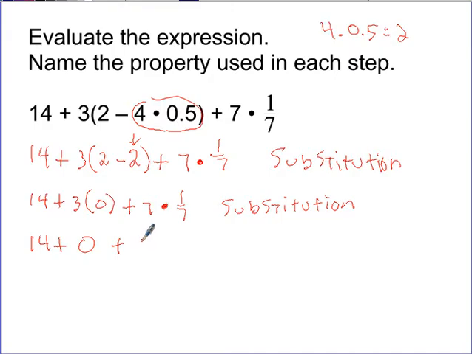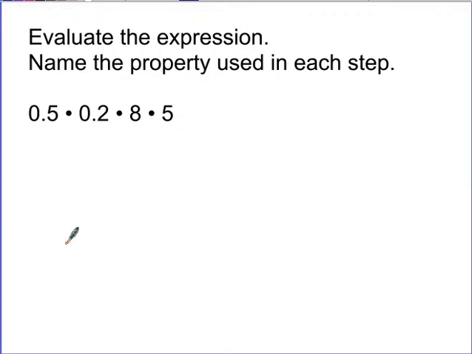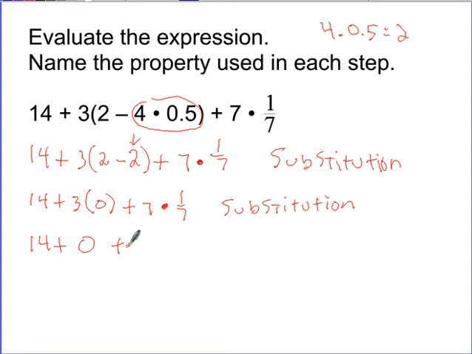Oh. 7. No, not 7. 14. I'm totally guessing. I don't know. 14. We just talked about it on this slide. What's 7 times 1/7? Oh, 1. It's the multiplicative inverse, right? Whoops, wrong slide. So 7 times 1/7 is 1. All right. So we did 2 steps here, which means we've got to label 2 properties.